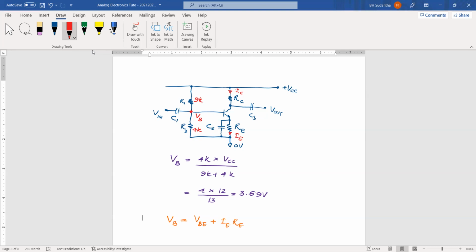To find IC, there is no other way because we don't know these values. Somehow we have to come to this side. We know VB, which is why this resistor divider network is here. Because of that, we can calculate VB. When we know VB, this is 0.7 volts. Then we can find VRE, and when we know VRE, we can find IE because we know RE.